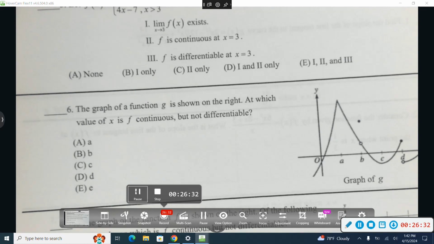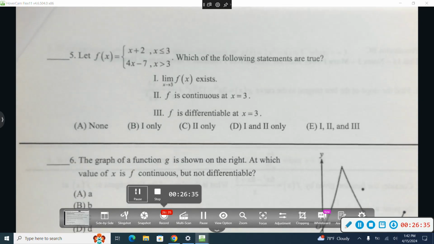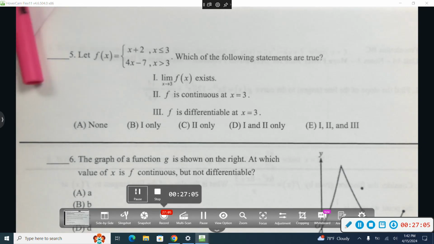Number 5. Which of the following statements is true? Limit as x approaches 3 exists. So what do I have to do to check to see if the limit as x approaches 3 exists? This is similar to, I think it was the last one on the test. What do I need to do to check to see if the limit exists? Do you remember? I haven't graded your test, so I hope you're just being quiet.